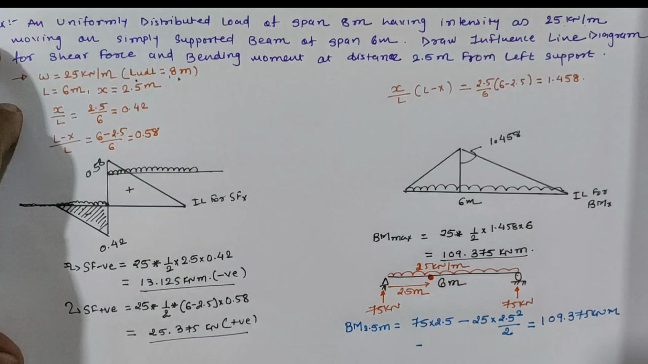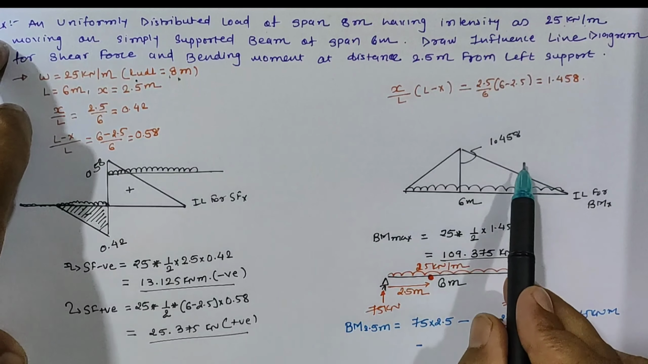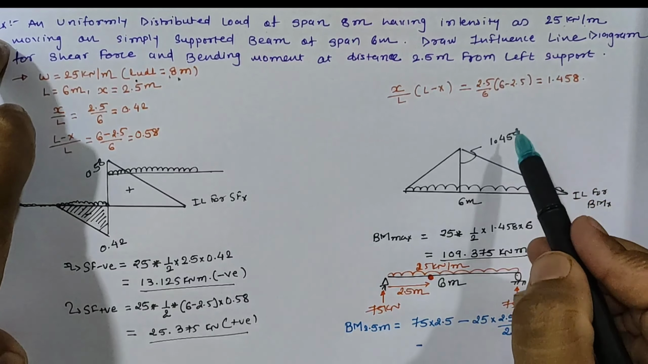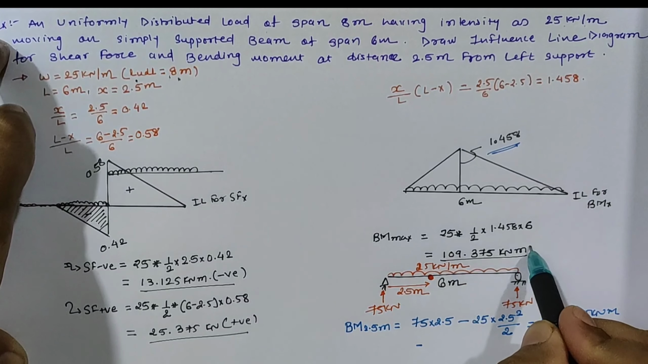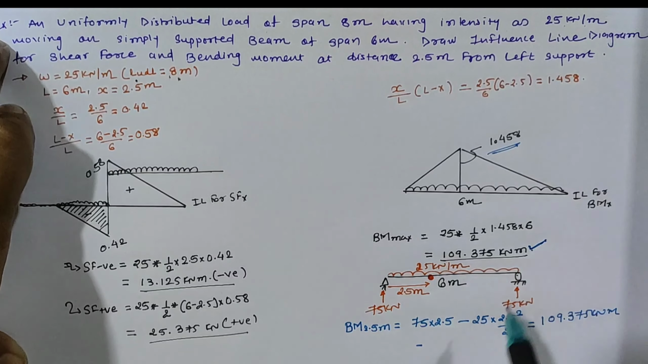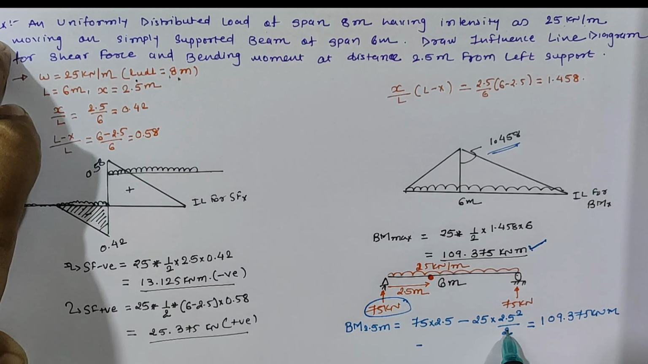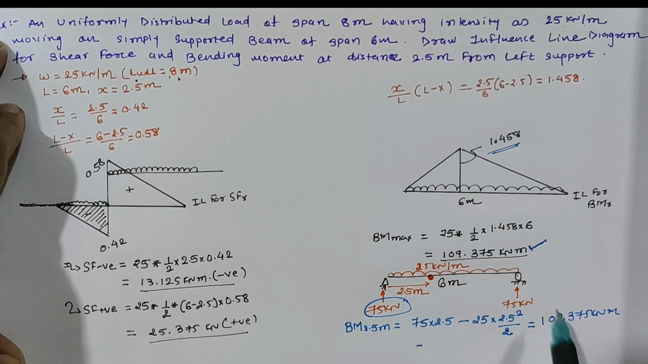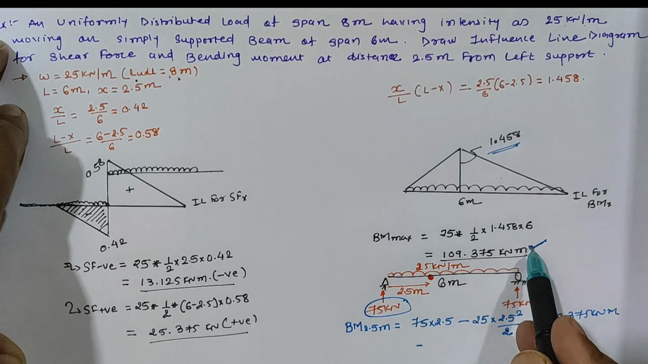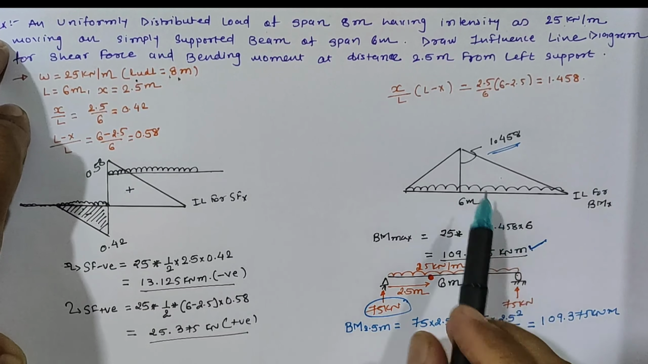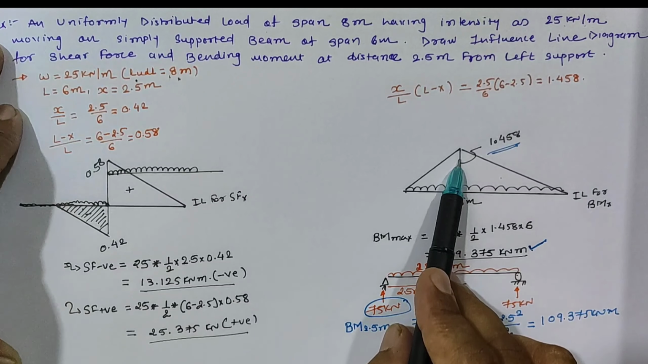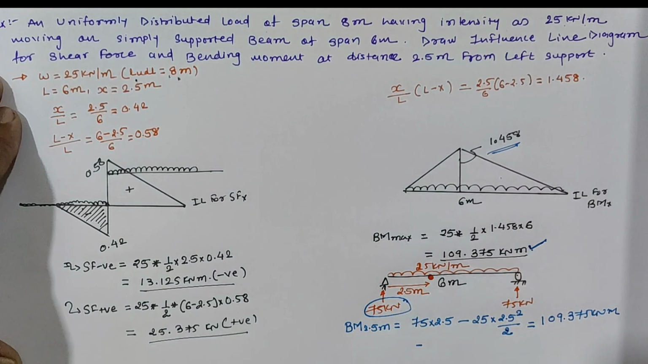109.375. It means that if we use the influence line diagram, then by calculating the ordinate we can calculate the maximum bending moment, while if we solve the simply supported span, then first of all we have to find out the reaction, and according to the reaction we have to find out the bending moment value. One can say that the influence line diagram is very easy if we know the ordinate value for a given section. Thank you.